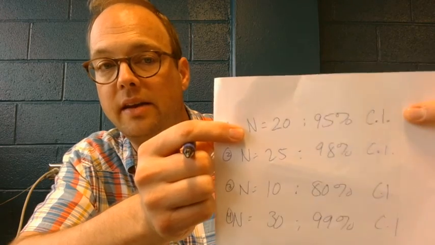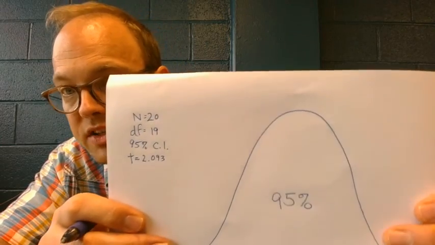Now, N equals 20, 95% confidence intervals. I'm going to add some information to this drawing. N equals 20, which means degrees of freedom, n minus 1, equals 19. We are discussing, even though we haven't actually done it yet, 95% confidence intervals, which means our t-value, with degrees of freedom 19 and 95% confidence intervals, equals 2.093. Now, that's what I just added to this drawing.